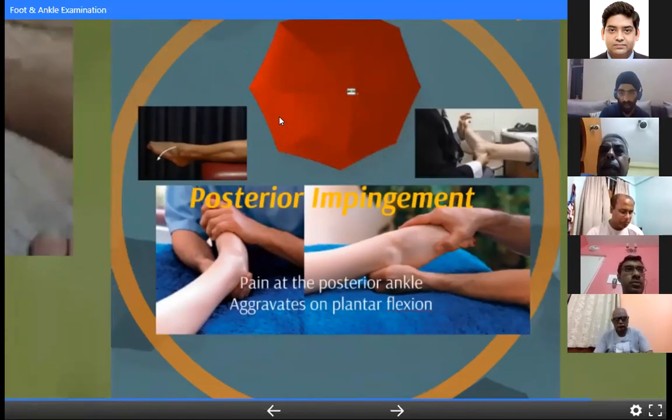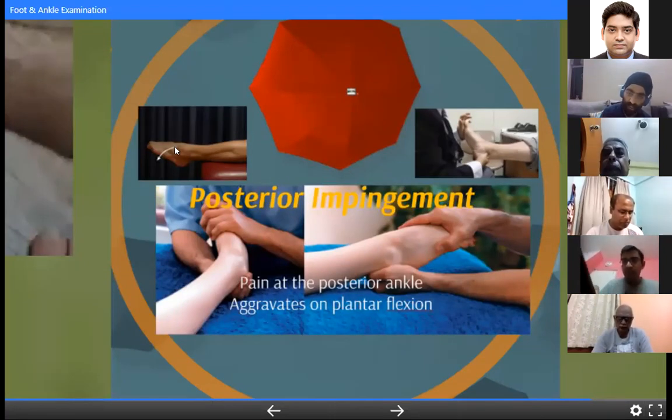Coming on to posterior impingement, usually due to an enlarged os trigonum or FHL tendinitis, you'll get posterior impingement. This is more common in athletes. Pain in the posterior ankle, which aggravates on plantar flexion, is a typical sign. If you press down like this on both sides of the posterior part of the ankle, you'll get pain. The patient will tell you of specific pain over the posterior aspect, which improves with dorsiflexion but increases with plantar flexion.